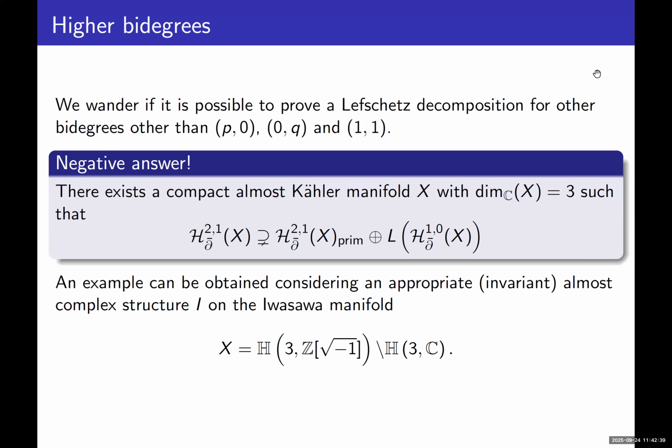We could obtain an example of this phenomenon considering an appropriate almost complex structure on the Iwasawa manifold, defining an almost Kähler metric on it, and then working a bit to find something which is del bar harmonic of type 2,1, but which does not fit into the sum of the primitive 2,1 del bar harmonic forms plus a suitable multiple of a 1,0 del bar harmonic form. So this is actually what we could do.